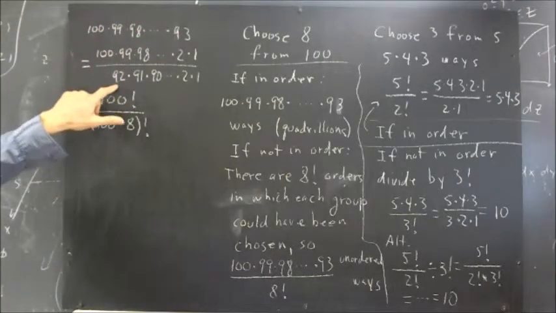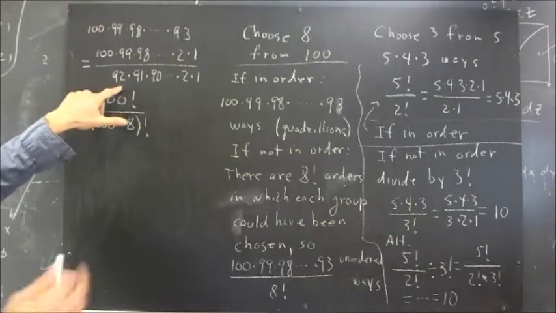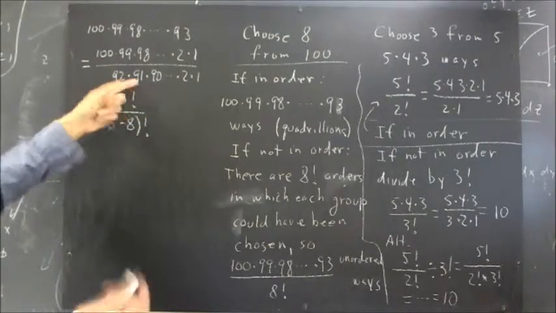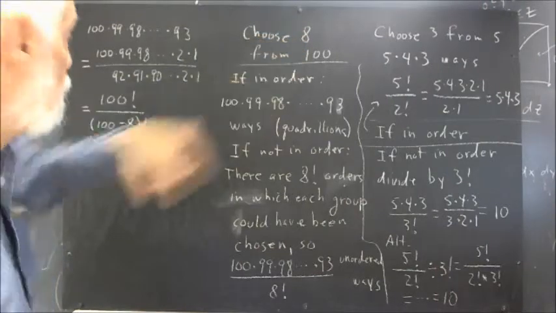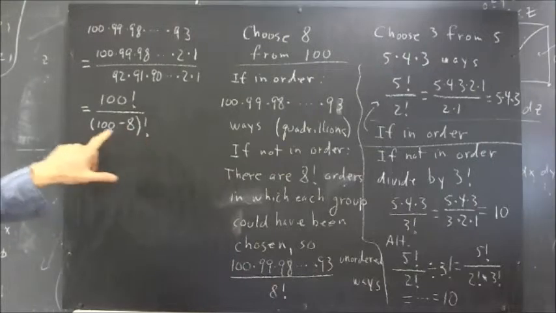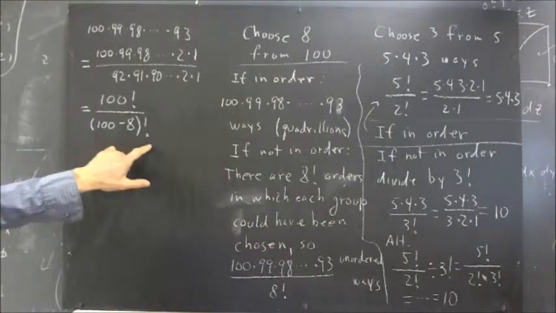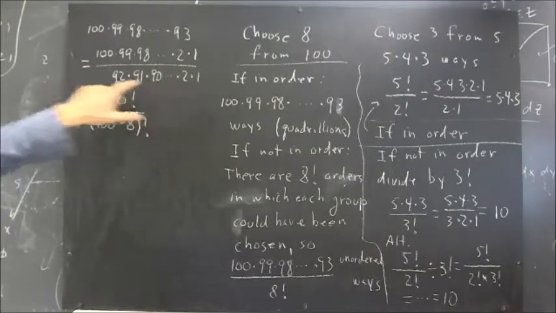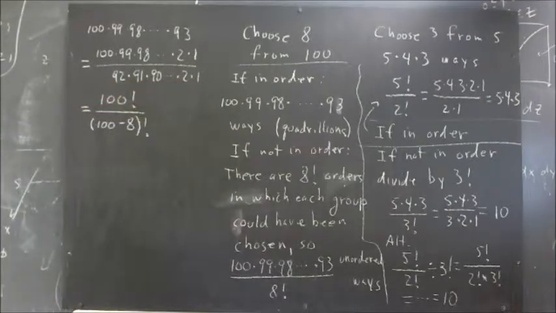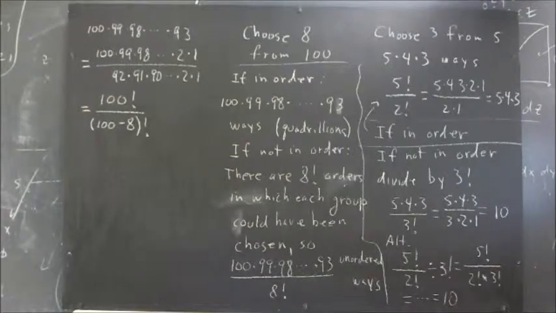Now, 92 times 91 times 90 on down to 1 is, of course, 92 factorial, but in terms of our numbers 8 and 100, that can be written as 100 minus 8 factorial, because 100 minus 8, of course, is 92. So when you do 100 minus 8 factorial, you get 92 factorial, which is the denominator here. And the numerator, of course, we see as 100 factorial.